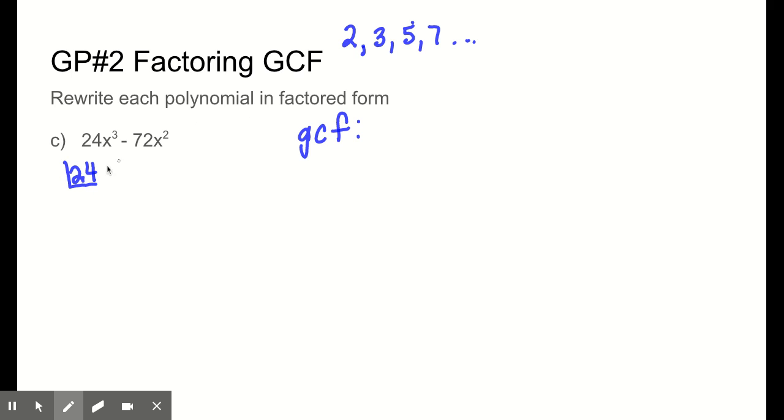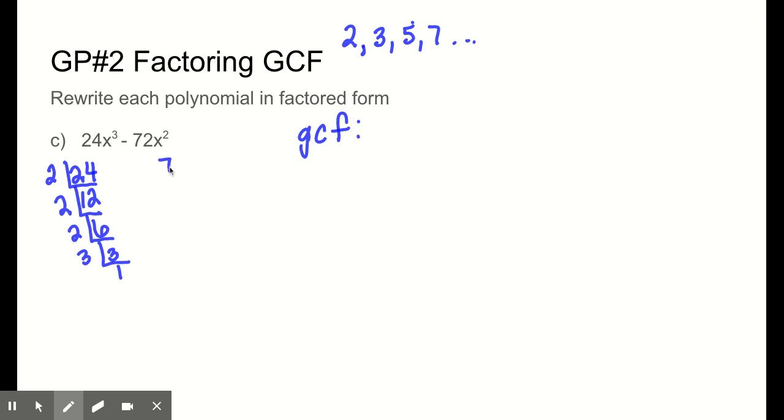Is 24 divisible by 2? It's even, so it is divisible by 2. 24 divided by 2 is 12. 12 is also divisible by 2. 12 divided by 2 is 6. 6 divided by 2 is 3. 3 is not divisible by 2, but 3 is divisible by 3, and it equals 1.